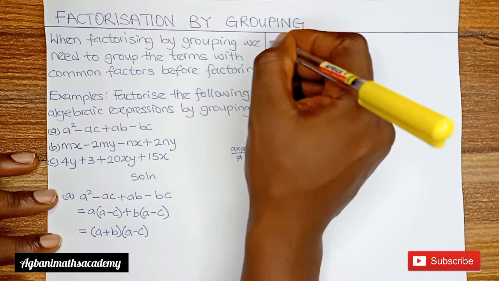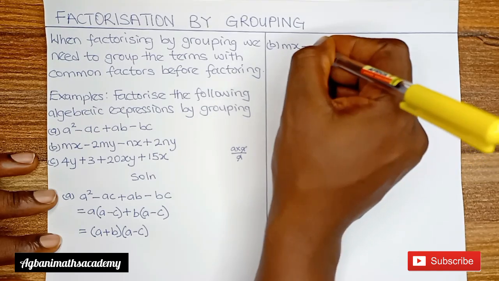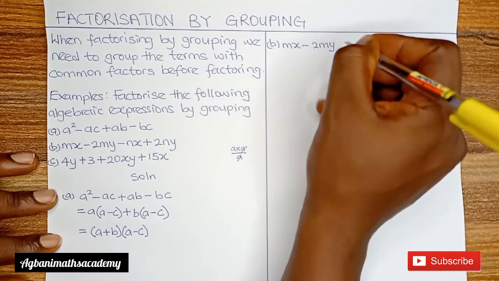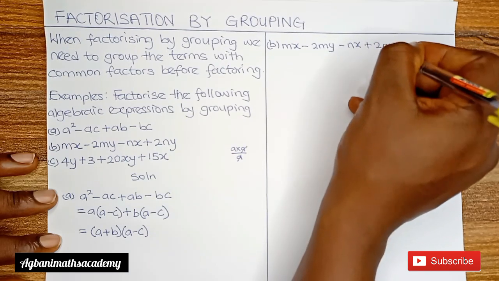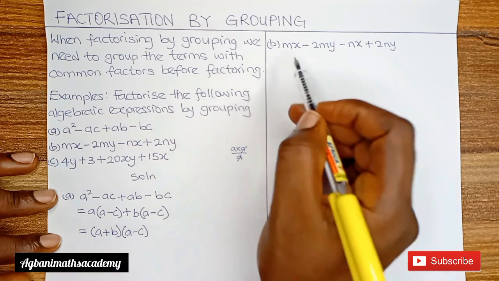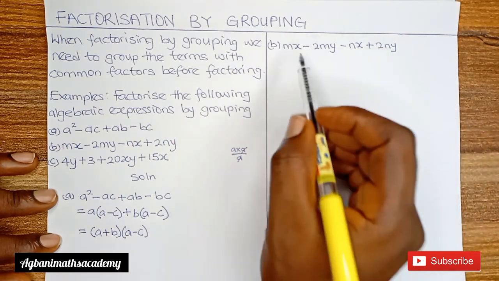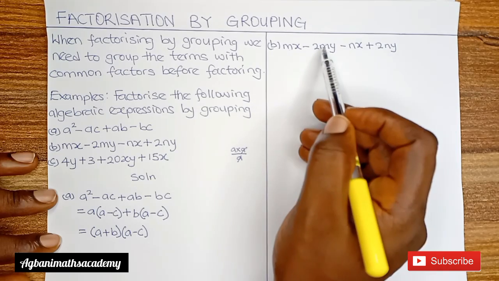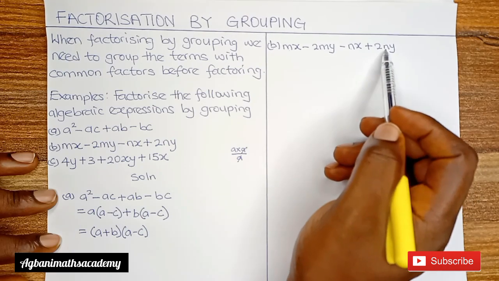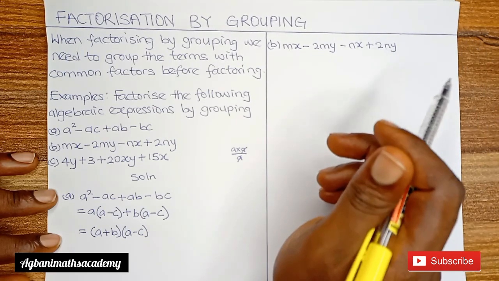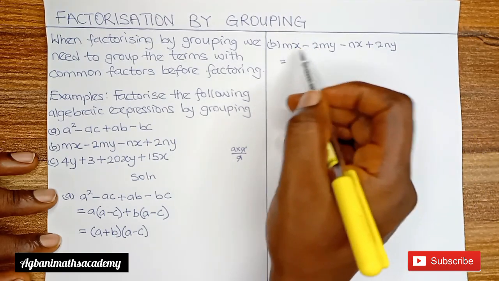So let's look at the second example, b. We have mx minus 2my minus nx plus 2ny. Remember, the first thing we look out for is these two values and these two values, do they have common factors? Let's look at these first two. We have m here and we have m here. So there is a common factor. Here we have n and here we have n. So we also have a common factor. So let's start factorizing. Here the common factor is m.